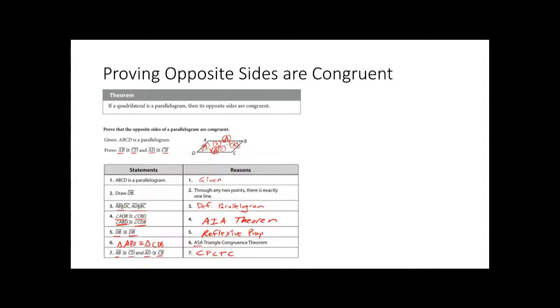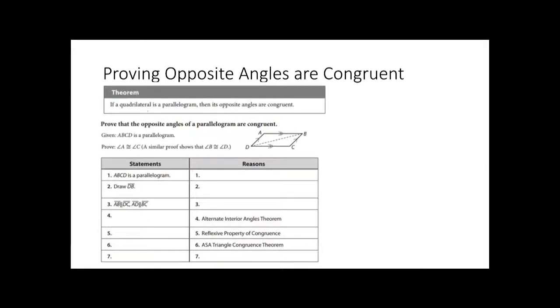And that was for the sides. All right, so we're proving that AB is congruent to CD, and then that AD is congruent to BC. All right, that's what the proof is all about. All right, now proving opposite angles. Similar idea, similar image. Now we're just focused on the angles.